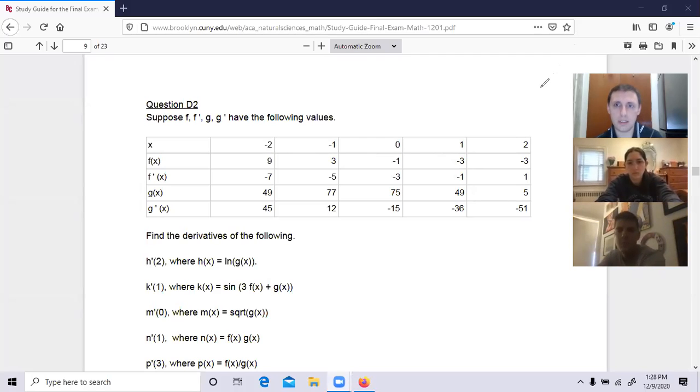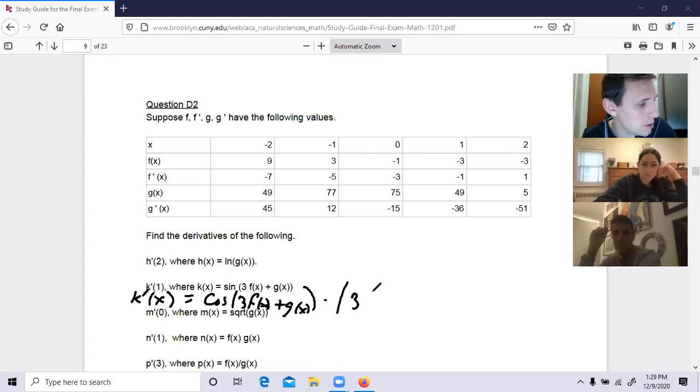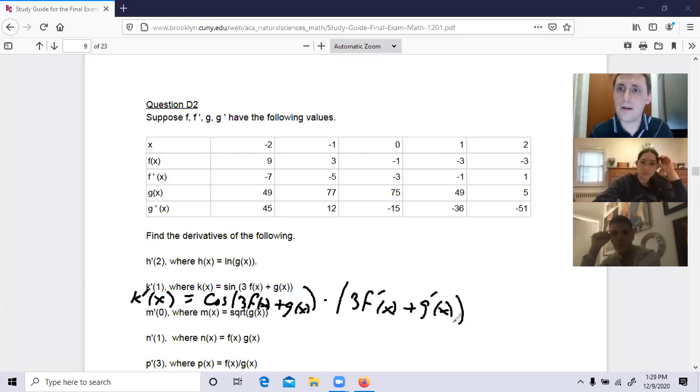Okay, let's see what's an answer. Okay, Rachel, let's verify what it is. So Rachel says cosine of 40 times minus 37. Let's see. So first of all, I'll calculate k prime of x. So that's by chain rule cosine of 3f(x) plus g(x) multiplied by the derivative of the inner function, which is 3f prime x plus g prime x. Yeah? Good. So there is this 3 here.